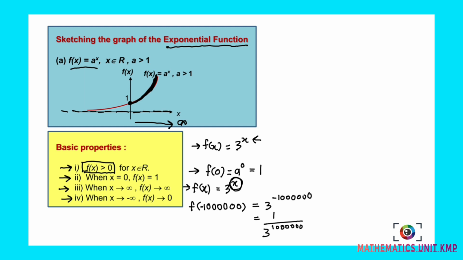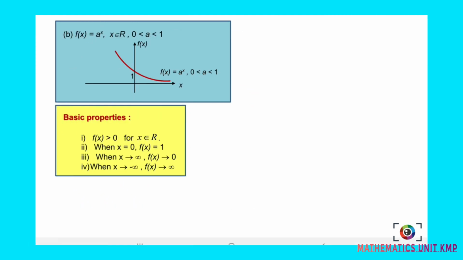Okay. And then bila x approaching negative infinity, okay, the value of y dia approaching 0. Ingat dia approaching saja, dia tak akan cross pun. For this type, where f(x) equals a power of x, x must be all real numbers and the value of a, which is the base, must be between 0 and 1. Okay, the first step same ya.